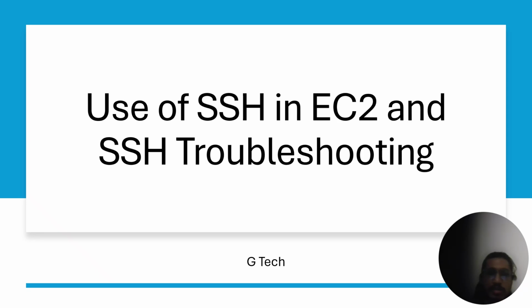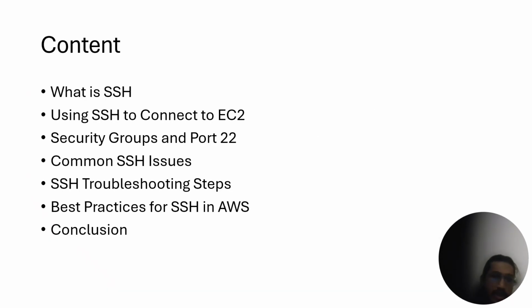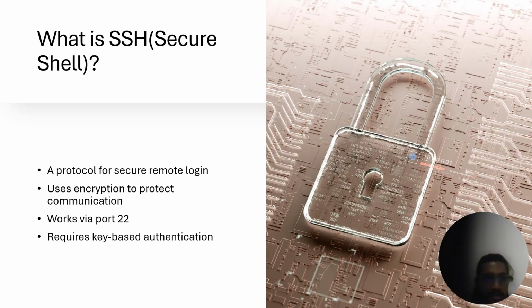Today we'll be discussing the AWS series and how to use SSH in EC2 and how to troubleshoot SSH. Okay, so in the content we have: what is SSH, how to connect to it, security groups, common issues, how to troubleshoot such issues, and best practices for the use of SSH in AWS. So before moving on, let's learn about SSH.